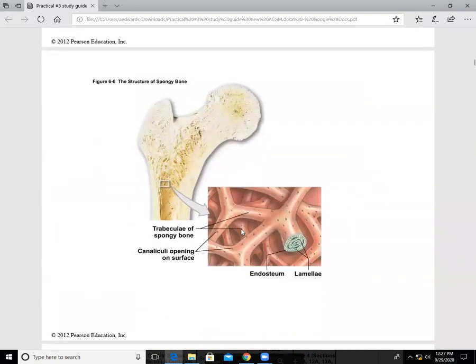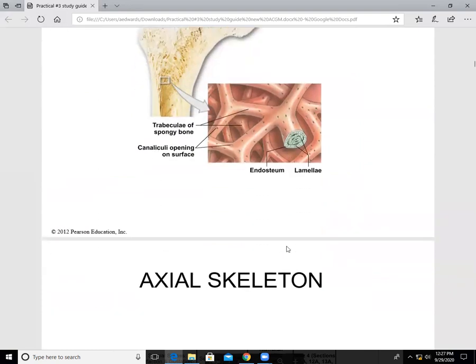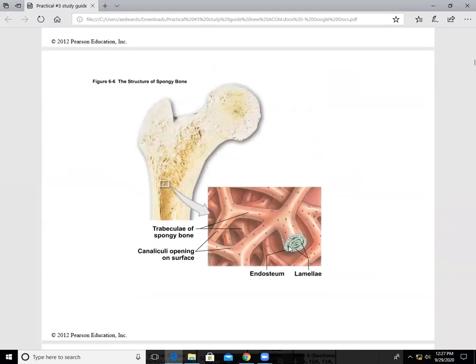Okay, another view here of the endosteum lining the spongy bone. There are also lamellae inside of these trabeculae. Okay, so we'll take a break here. Allow you to look at the bone models if you have them on your tables also.